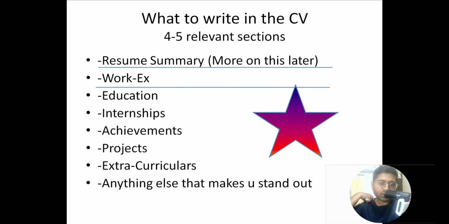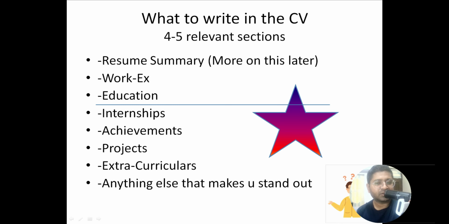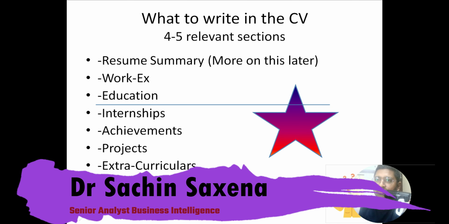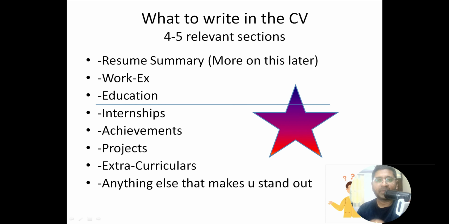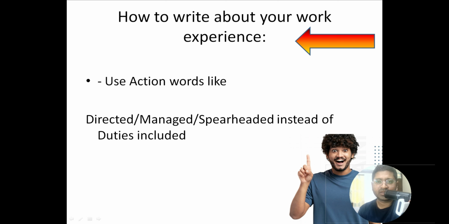But the question is, what to write in this CV? Here are a few sections you can include in your CV. First one is the resume summary. I'll discuss in a few minutes how to add a resume summary in your CV. Second one is work experience, then education, internship, achievements, projects, and extracurricular activities if you have any, and anything else that makes you stand out, you can add accordingly. But make sure you follow the same sequence in order to illustrate each of these sections. Achievements regarding your field, your better performance, your strengths, everything.